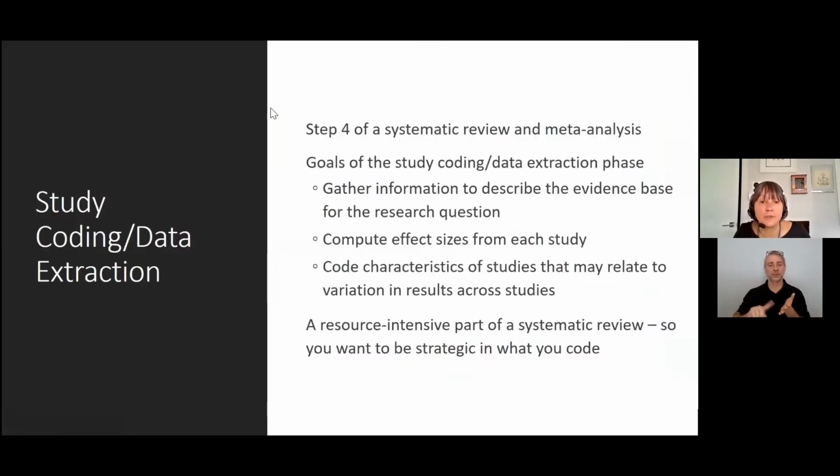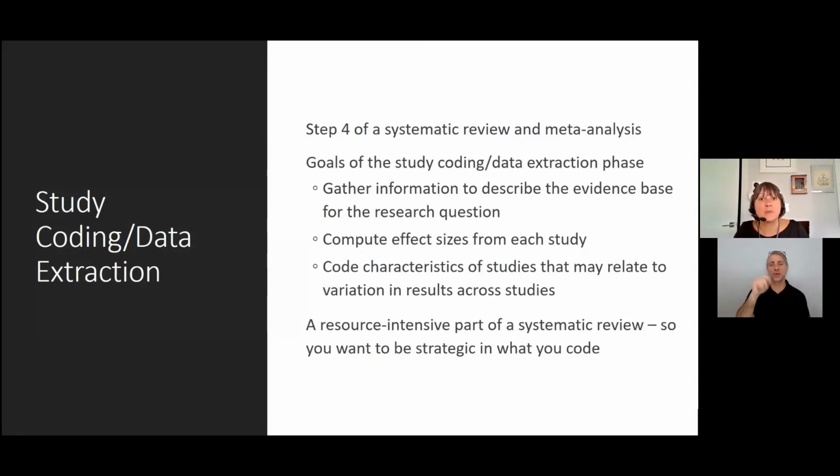Okay, so as we go through our whirlwind tour, we are already on step 4 of the systematic review and meta-analysis. Once we have our research question, we've done our literature search, and we've screened our studies, we now have this set of studies that we think are most relevant for the question that we're interested in. In this stage, we are interested in what we call study coding or data extraction. There are a couple of goals that guide us when we're thinking about study coding and data extraction.